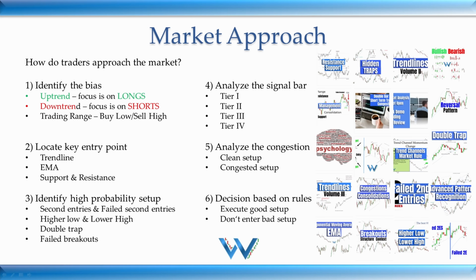So now that I know what the main bias is, and I know where the key entry point may be, I cannot just take any setup I like. In price action, some setups have a higher likelihood of succeeding than others if all the rules align. My goal is to take high probability setups only at a key entry point under the right market context. And the high probability setup is a variation of the two-legged pullback, second entry, failed second entry, low high, high low confirmation setup, failed breakout, or double trap. I talked about these setups more in my videos in the beginner playlist.